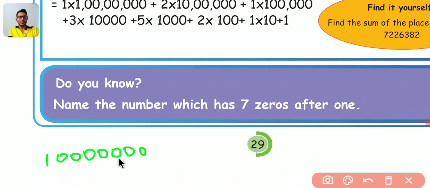Okay, so I'm going to divide it by using commas. So in ones period, how many places? 3 places: 1, 2, 3. After counting 3, I am putting a comma. Then remaining, we have 2 places in each period. So 1, 2, this is thousands period, then lakhs period. Okay, so what is this number? Ones, tens, hundreds, thousands, 10,000, lakhs, 10 lakhs, crore. Okay, this is crore, therefore this is 1 crore. So the number which has 7 zeros after 1 is 1 crore.